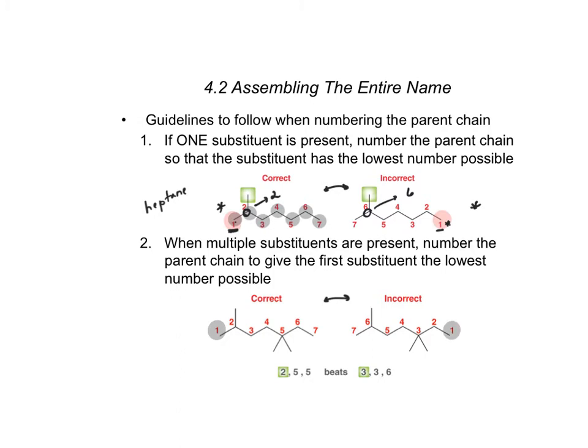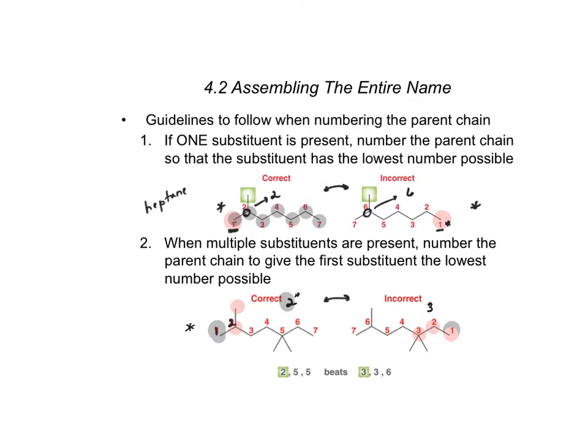And we're trying to figure out which way is the correct way to actually number this. So if I started over here on the left, I would reach my first substituent, which is a methyl group, at the 2 position. If I instead had started over here on the right, I would reach my first substituent at the 3 position. And again, we want to number this so that the first substituent gets the lowest number possible. So right now we have this competition between 2 and 3. 2 is the lowest number possible, so this is the correct way to number the chain.